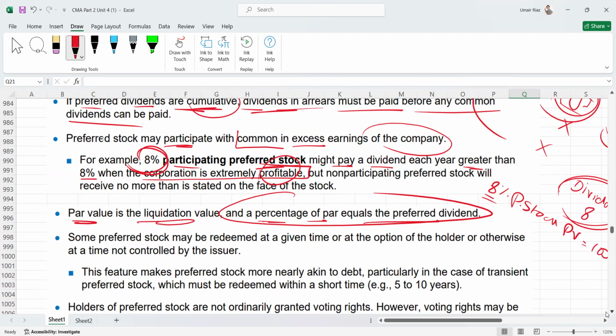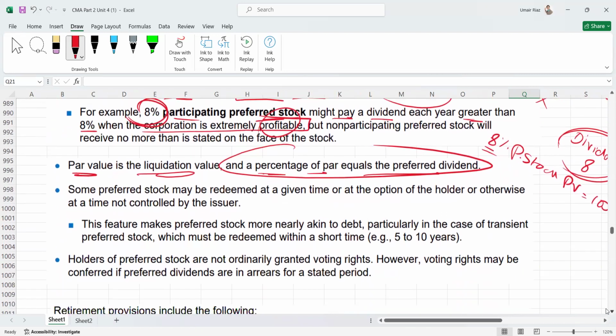Now guys, please remember there is a term called transient preferred stock. These preferred stocks are redeemable within a short period. Short period means it could be any period between 5 to 10 years. So this is called transient preferred stocks. Simply, these preferred stocks are redeemable, like a loan, we have to return their capital.